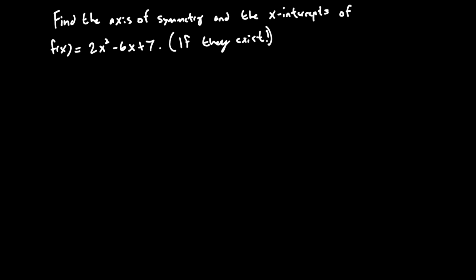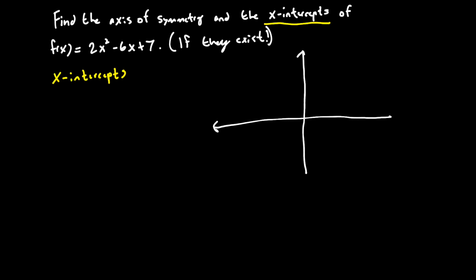In this example, we want to find the axis of symmetry and the x-intercepts of the given quadratic function if they exist. So let's go ahead and first try to find the x-intercepts. Anytime we're looking for a geometric piece of information, even if we're doing it algebraically, it helps to have a picture. So suppose we know that the parabola opens up, and maybe the parabola looks like this, and we're trying to find the points of the parabola that intersect the x-axis.